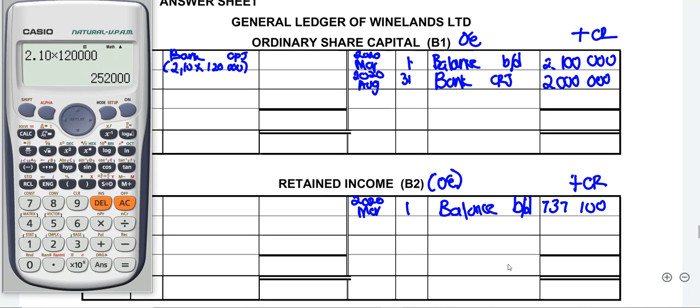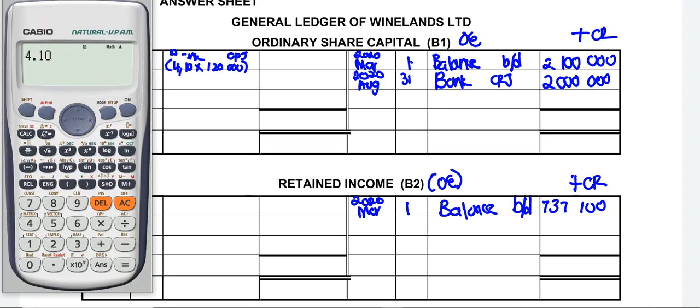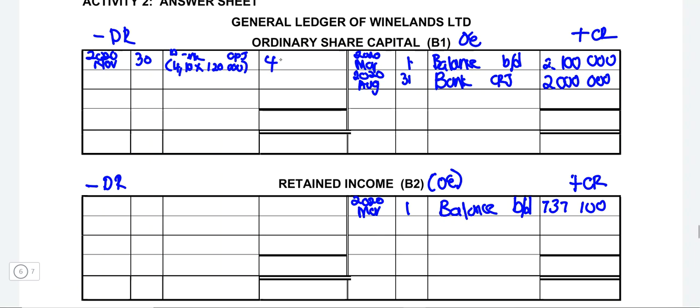So it means that, sorry, this one is not supposed to be 2.10, it's supposed to be 4.10. Let me correct it. So here it's supposed to be 4.10. Okay, so we'd say 4.10 multiply by 120,000, and then it gives you 492,000. So this 492,000 will come here, and then when we go to the retained income, that's when we will use the 2 rand 10.